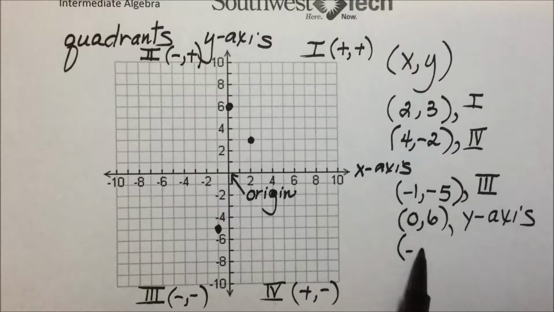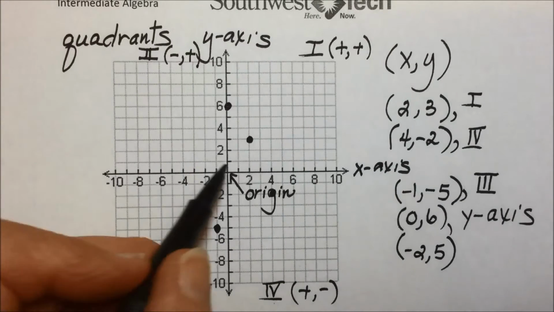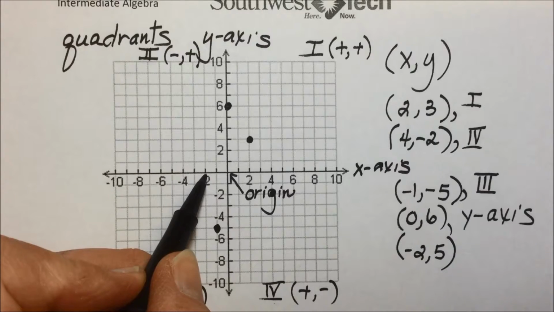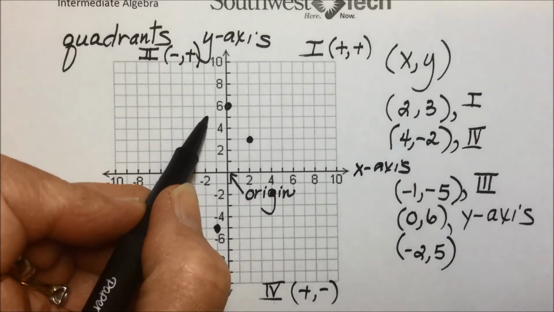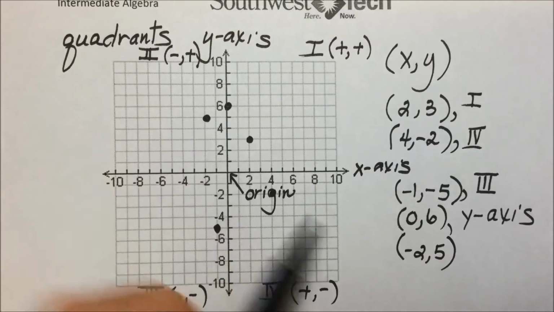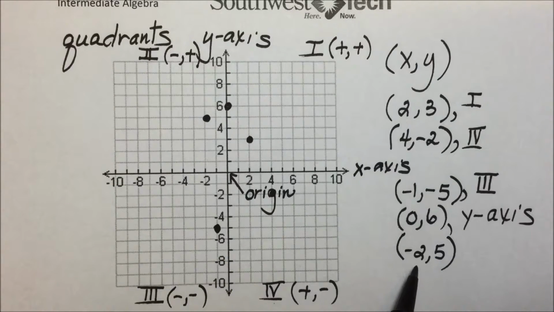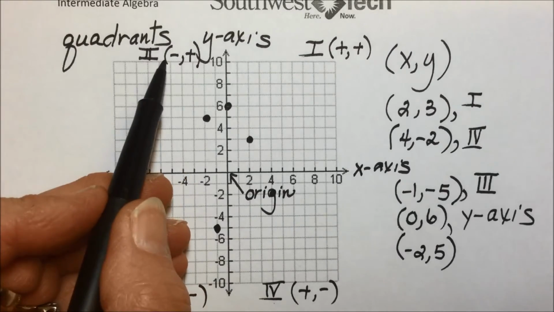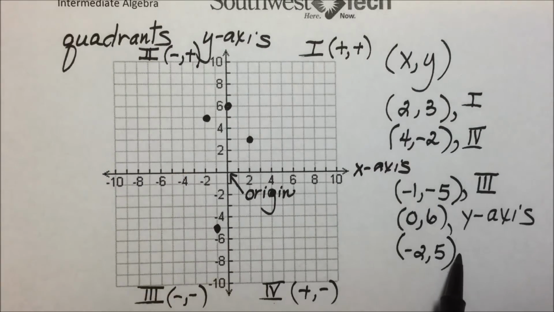Another point, if we had -2, 5, if we were to graph that, -2 in the x direction, we're going to the left of the origin, and a +5, which is going to place us here. Analyzing this point, we have a negative x and a positive y value. That's consistent with the second quadrant, and after graphing it, we can clearly see it's in the second quadrant.